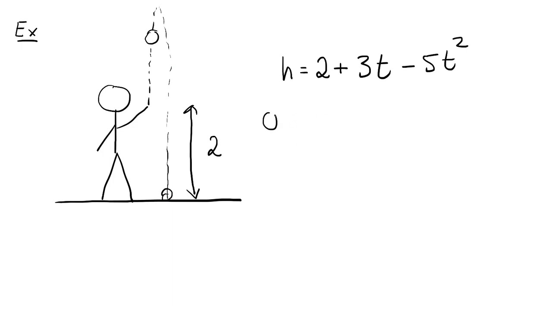Then we need to find out when the height is equal to 0. So when is this expression, or this formula, equal to 0? Then we have an equation. So this mathematical expression should equal 0. And then we want to find out which time makes this become 0. So then we have an equation.